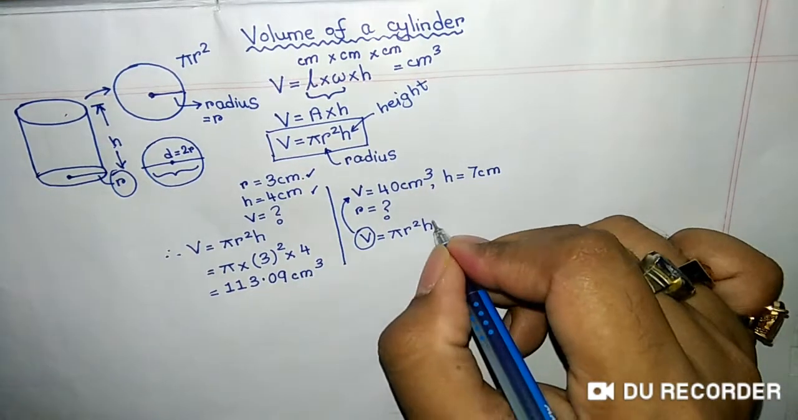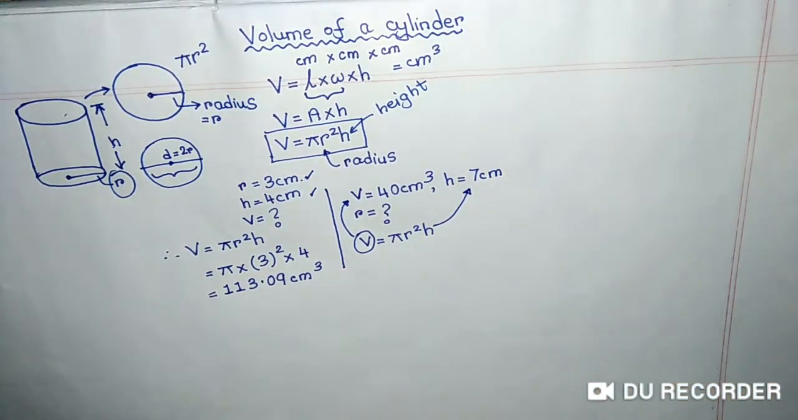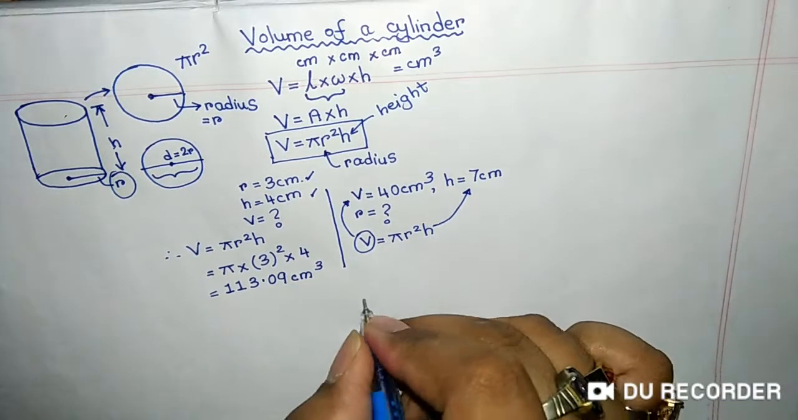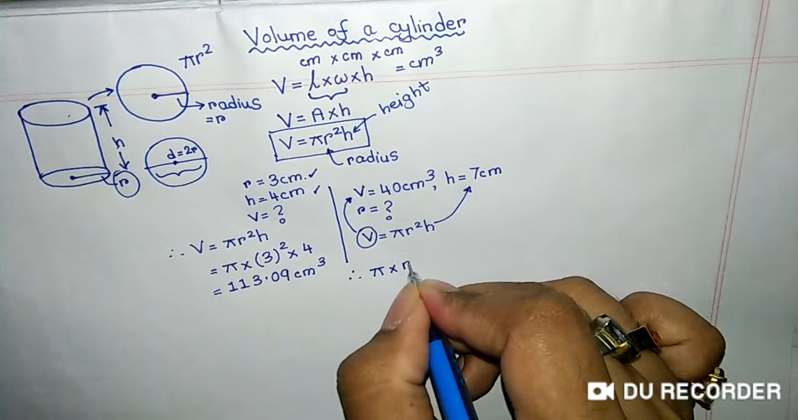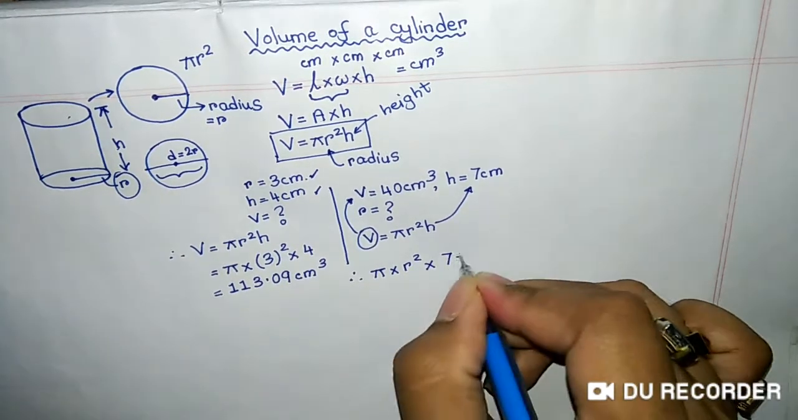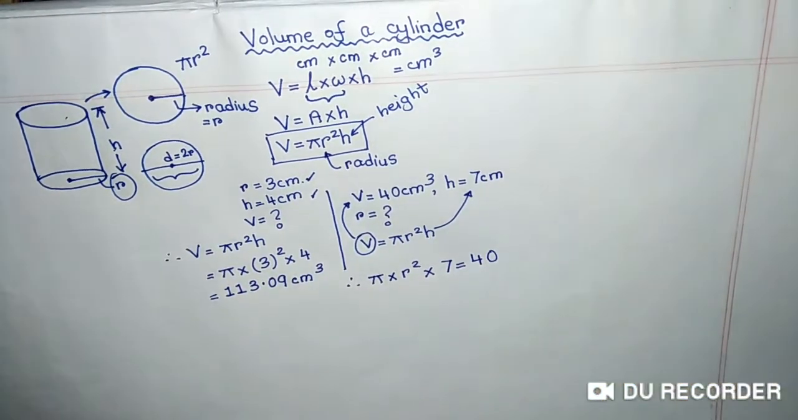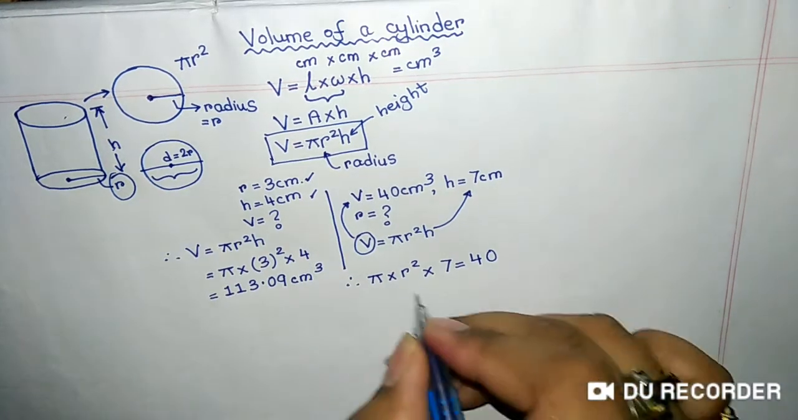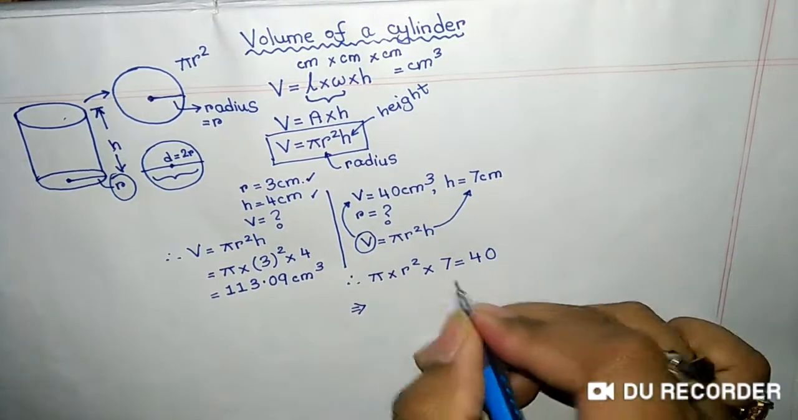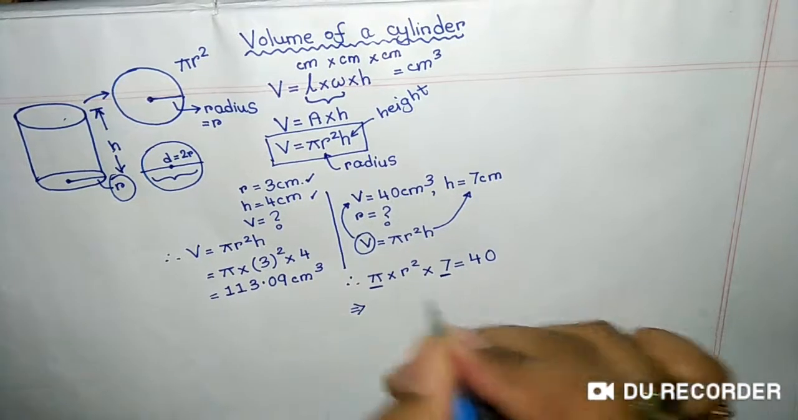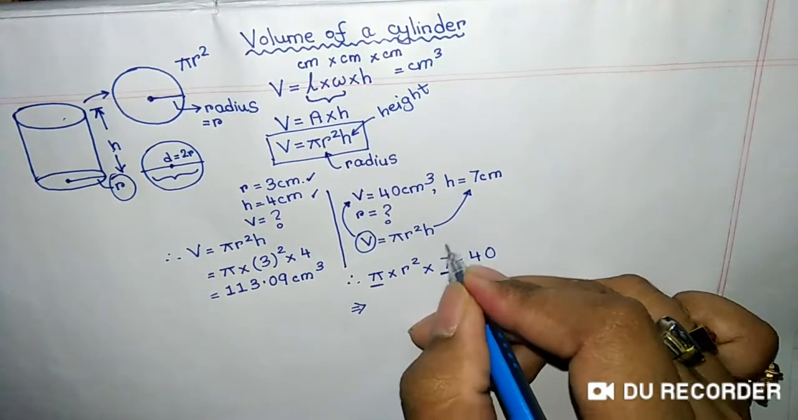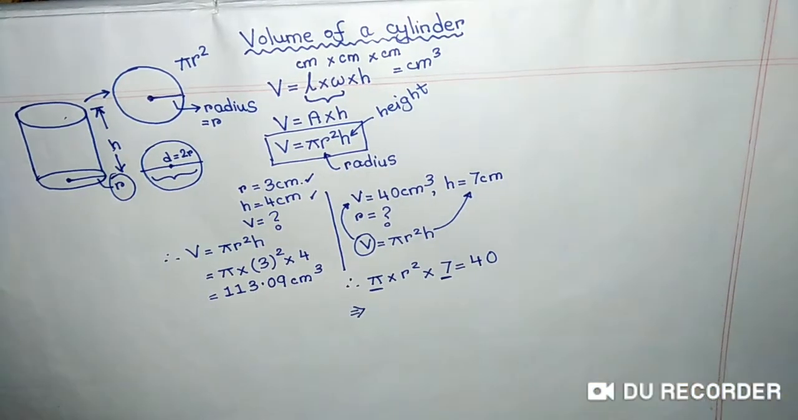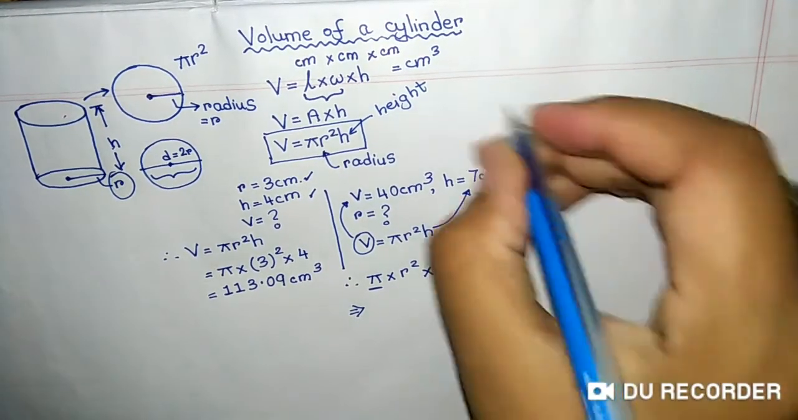Now if we see the height as well, the height is also given as 7 centimeter. So let us just insert these values. Therefore we can write pi times r square times 7 equals to 40. Now as you can see over here, 7 and pi both are in the form of multiplication. So when they go to the other side, they will become division, as the basic equation rule.